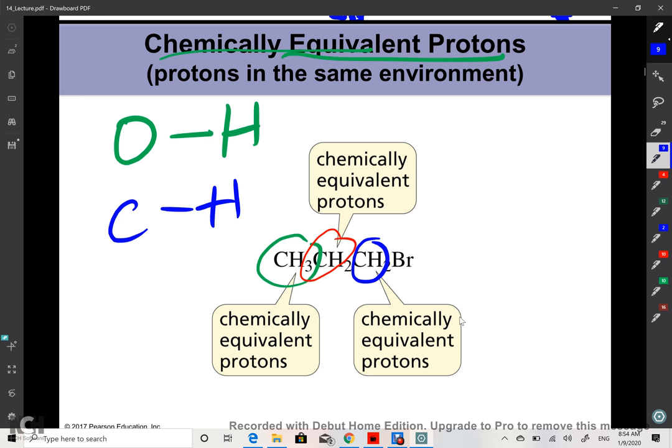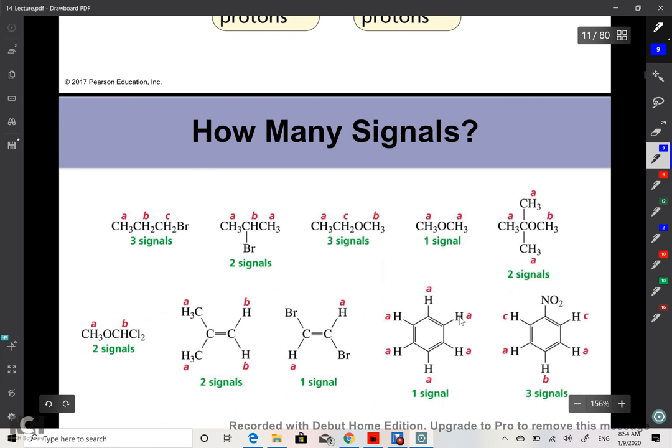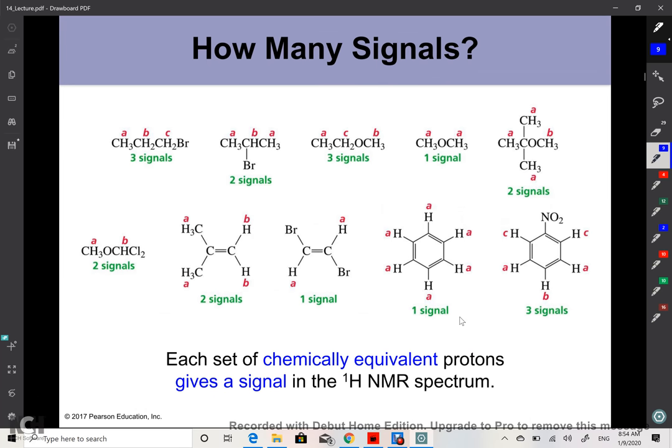So one of your tasks is to be able to distinguish those chemically equivalent and chemically non-equivalent protons. That's very important. That's one of your jobs. And remember, the type of chemically equivalent proton determines how many signals you see in the spectrum.